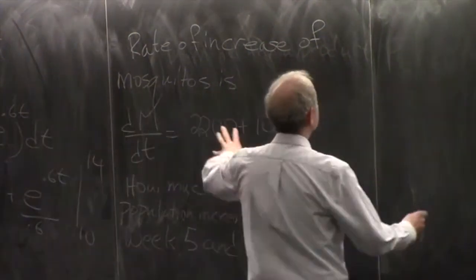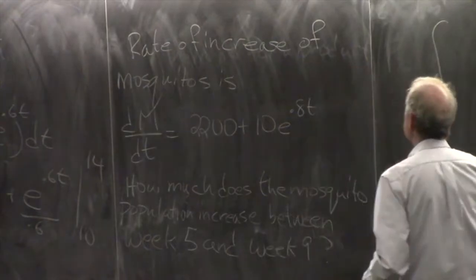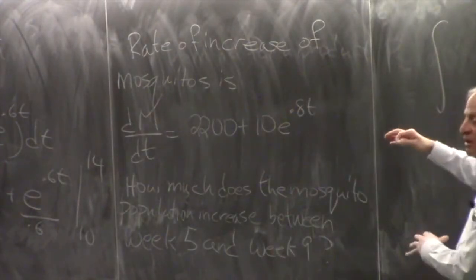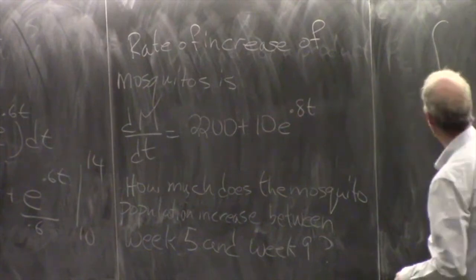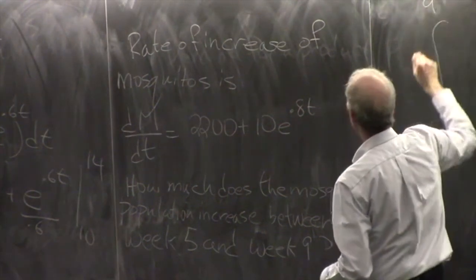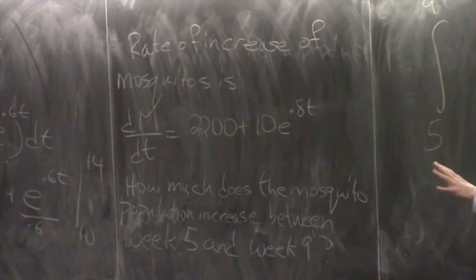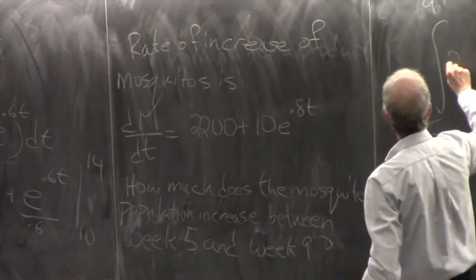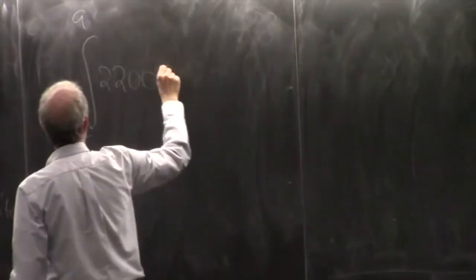So we want to know how much the population increases between week 5 and week 9. Now we're going to integrate the rate that the mosquitoes are changing, because that'll give us the total number of mosquitoes between the fifth week and the ninth week. So you're just going to integrate this.